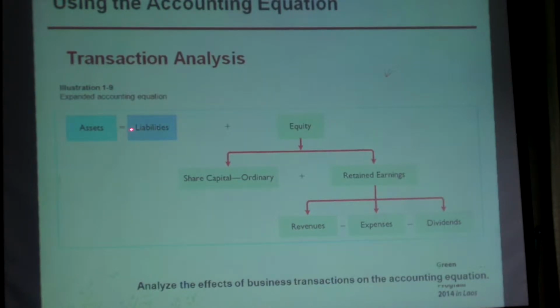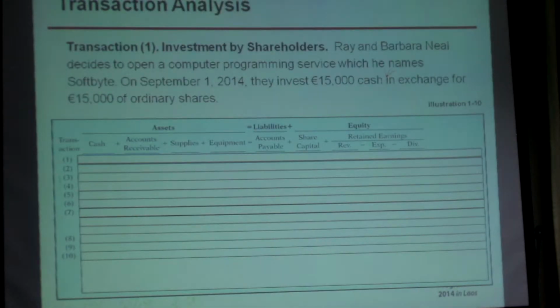You have to write down this one. Asset equals liability plus equity. Under the equity: share capital plus retained earnings. Under the retained earnings: revenue minus expenses minus dividends. Okay? This is the equation. All right. Now, this one is okay.